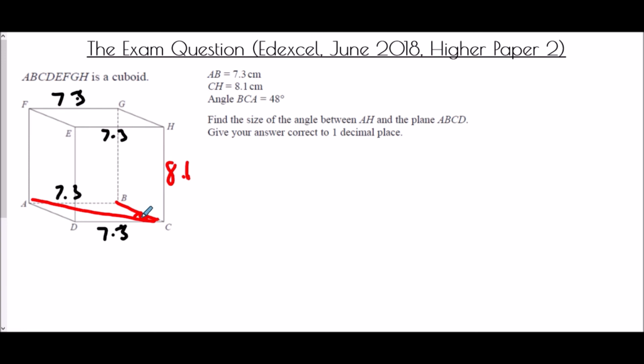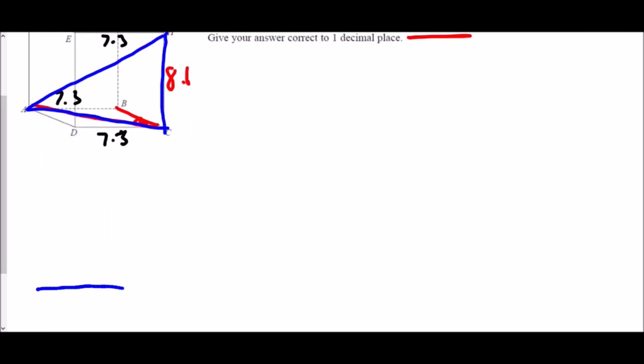Now, eventually we want to find the angle between AH and the plane ABCD. I should just mention what this means. The plane is the flat face which is made from the letters A, B, C, D, and so what we're actually looking for is the angle between the line AH and the base, so basically with AC. And so eventually what I'm going to be looking for is the right angle triangle that I've drawn in blue. I'm going to be looking for a height of 8.1, and we are looking for the angle X. So this is ACH, and so the angle is what we're eventually looking for.